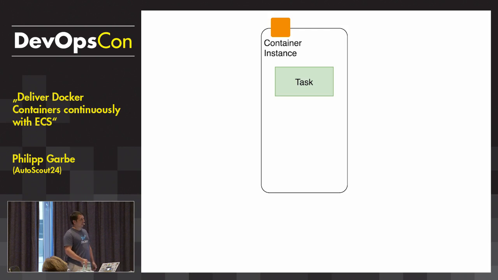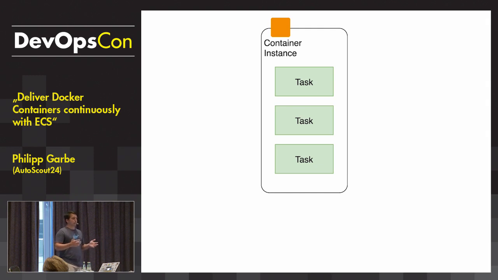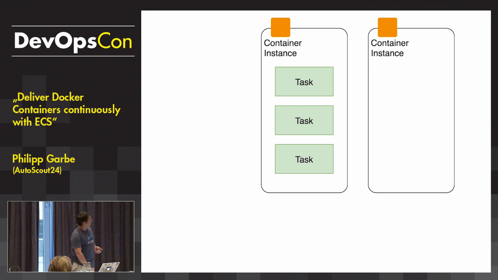Let's see what is needed to handle all that traffic. For example, we start with one task in one container instance, and we get some traffic, and it scales up the task. So we have now 3 tasks running, and we have to scale more. So we need an additional one. So we have 2 possibilities then.